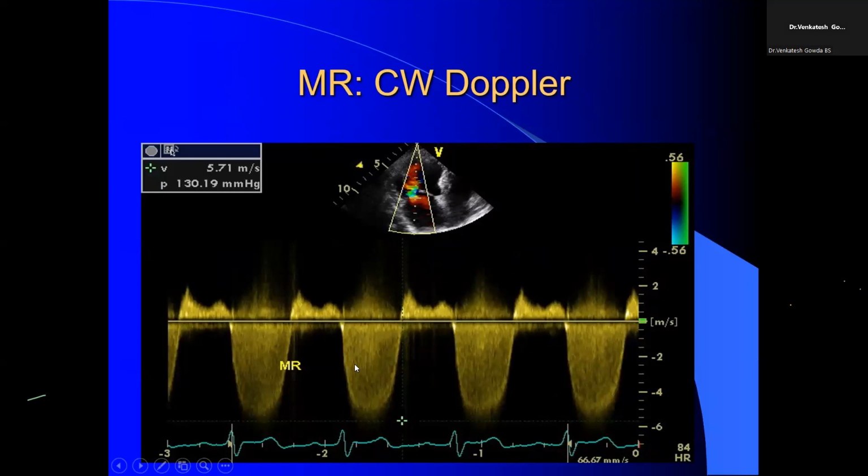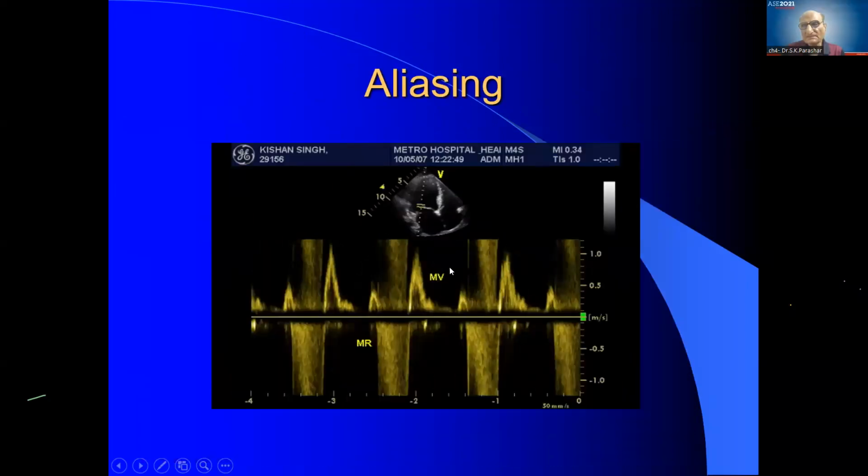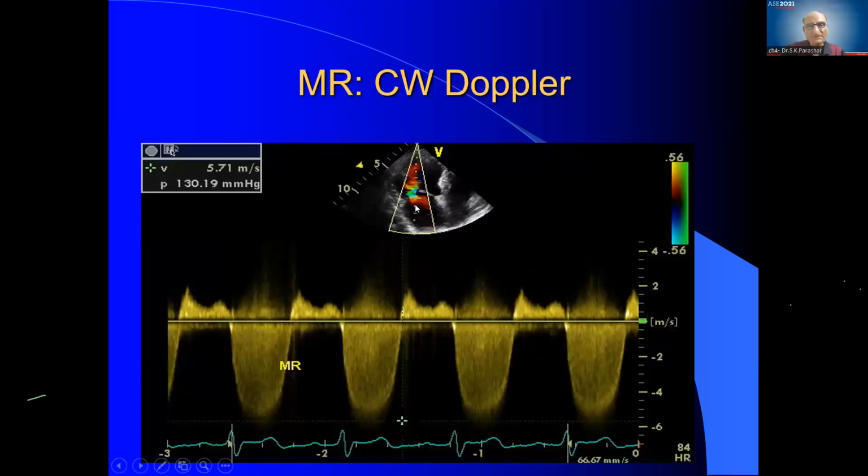Yes, sir. So that's the problem with aliasing. Is that the gradient, sir, if we see full aliasing? That is the difference between LV and LA pressure. Others will tell you all this; don't go into it on the first day. Look, all aliasing depends upon the driving force.